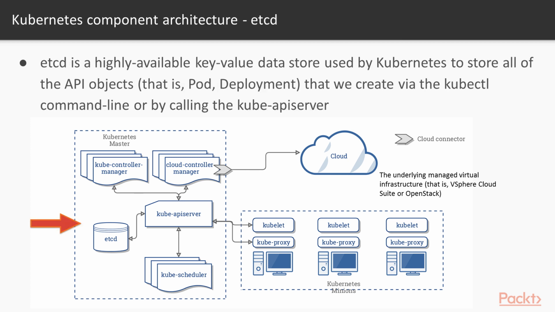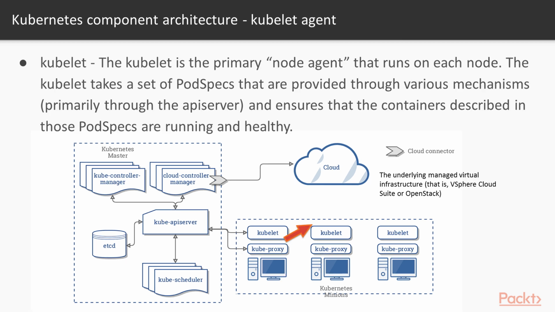etcd is a highly available key value data store used by Kubernetes to store all of the API objects that we create via the kubectl command line or by calling the Kube-Apiserver. The kubelet is the primary node agent that runs on each node, and it talks to the master. So the kubelet takes a set of pod specs that are provided through various mechanisms, primarily through the API server, and ensures that the containers described in those pod specs are running and healthy. And a pod spec is a YAML or JSON object that we post to the API server. It's a description for a pod.